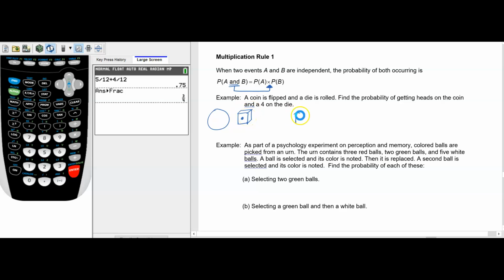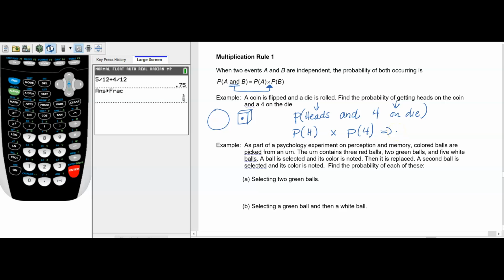What's the probability of getting a heads on the coin and then a 4 on the die? So this is a multi-stage or consecutive experiment because you're doing one thing, you're flipping a coin and then you're rolling a die. So we're going to take the probability of heads times the probability of getting a 4.